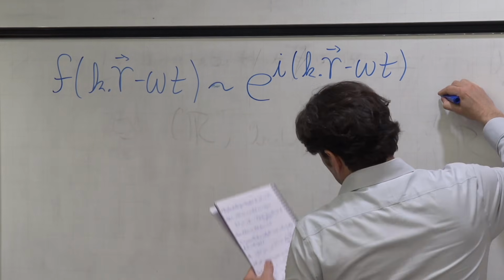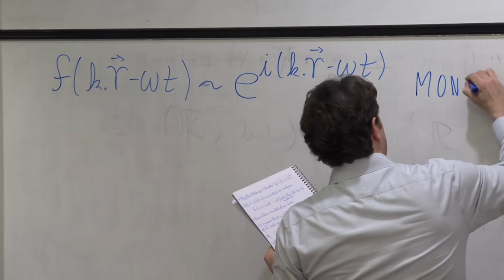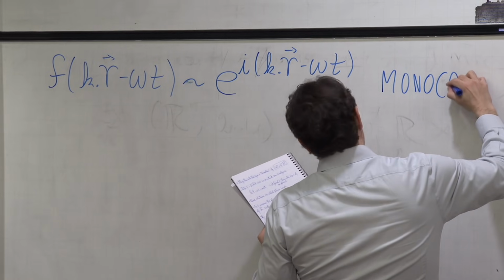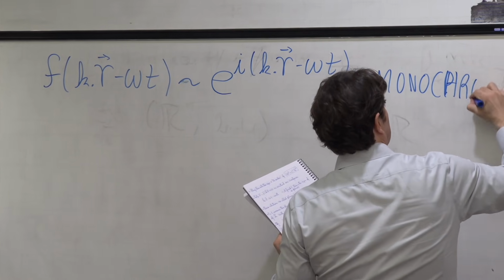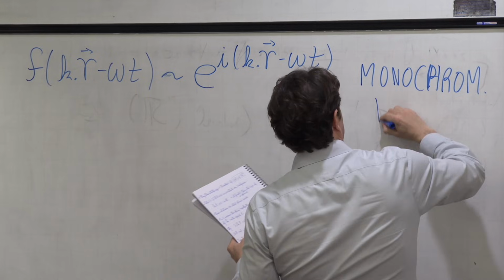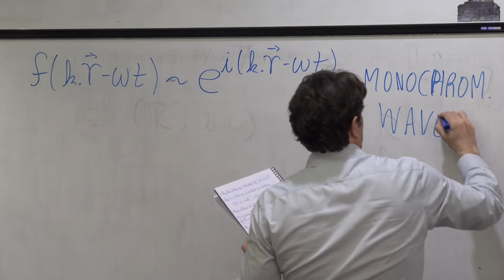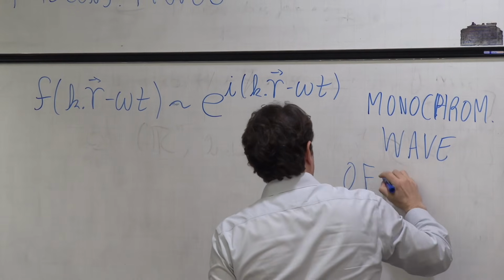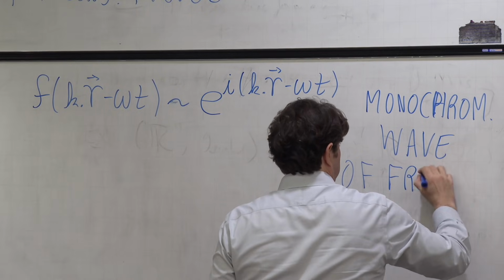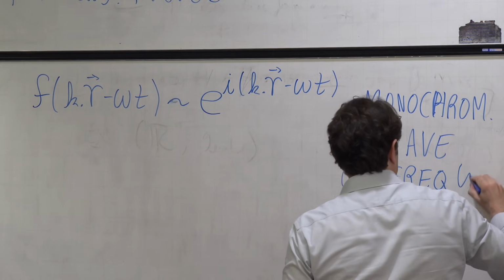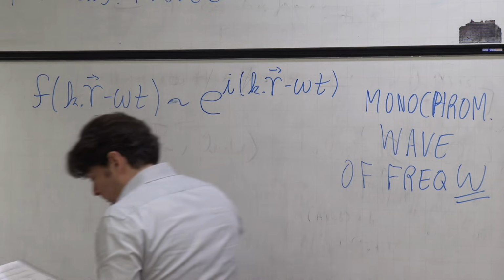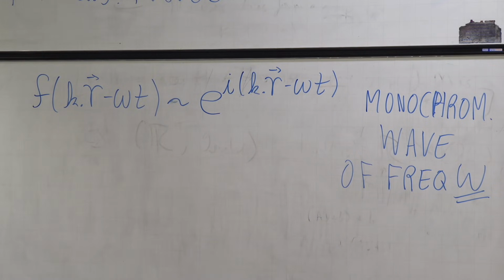But it's much better to combine them into this. And this is called a monochromatic wave of frequency omega. Okay? Is that all right? So are we just taking the specific function into the i?